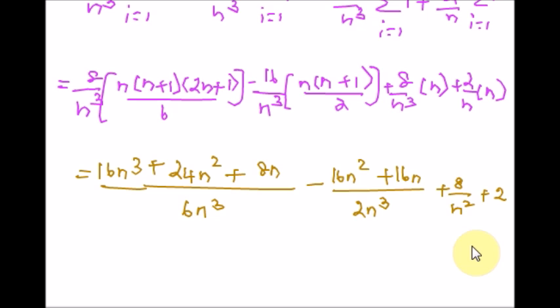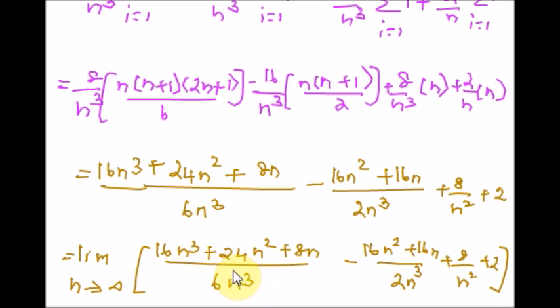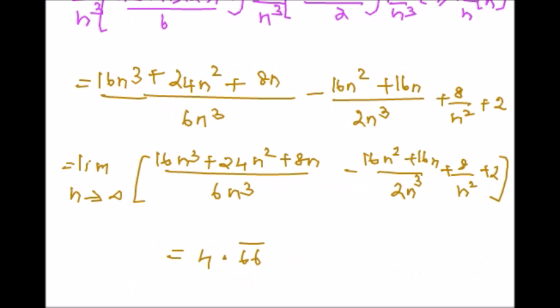Okay, let's now calculate it. I'm getting the same answer that I got for the previous one. As n tends to infinity, it is 16 over 6 plus 0 plus 0 plus 2, which is nothing but 14 over 3, which is 4.66. You can also refer to the previous video on the right Riemann sum approach. You'll be getting the same answer.